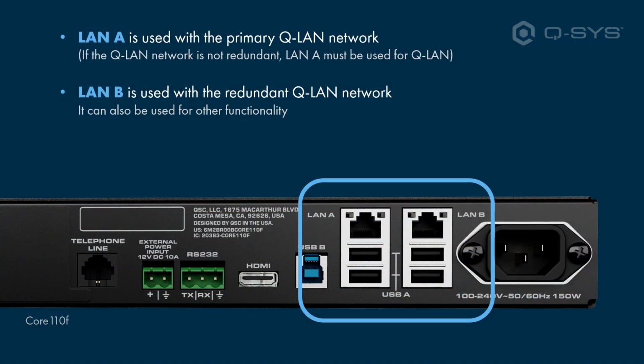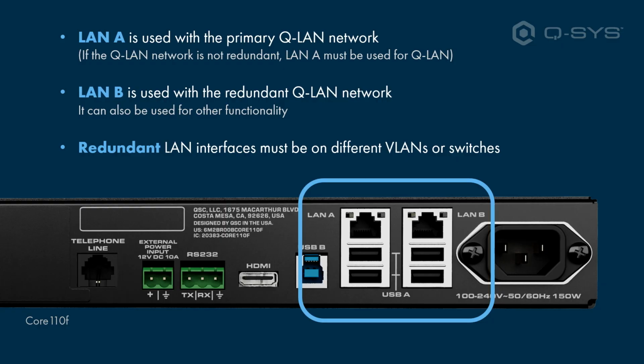So LAN A is primary. LAN B is used either for redundancy or for other things that you may end up connecting to. If you're using a redundant network, then of course it makes sense that LAN B would be going to that system. But maybe you're using LAN B for other networks as well. Maybe that's what's connecting to your corporate network. Maybe that's where the internet connection is. So LAN A is for your Q-SYS traffic. LAN B is either for redundancy or those other traffic options.